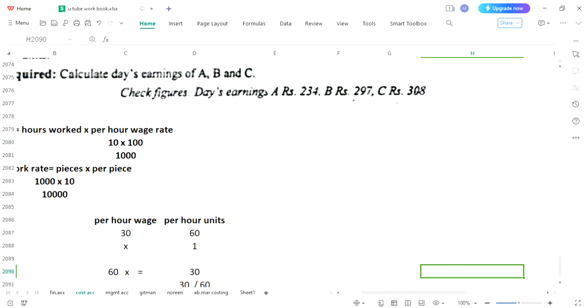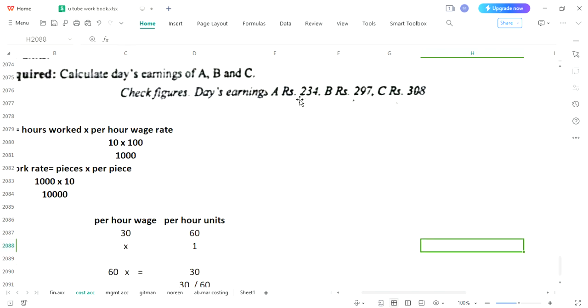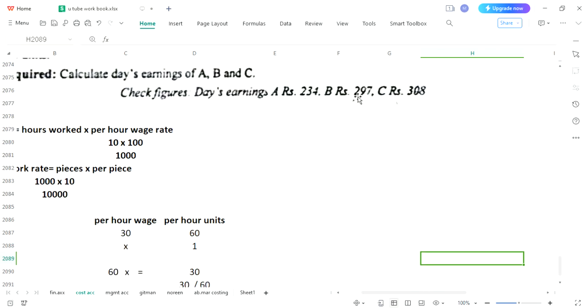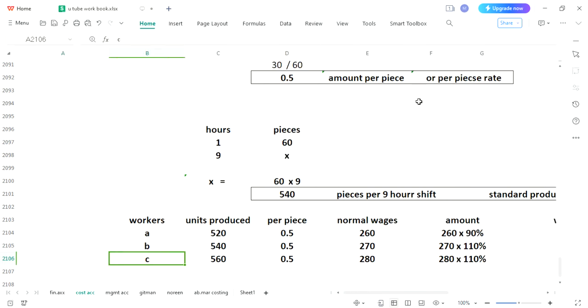Now let's check the answers. Worker A is earning 234. Yes, 234. Now we see worker B had earned 297. Look over here, the selected area, 297. And then worker C, 308. So hopefully you people have understood the methodology.